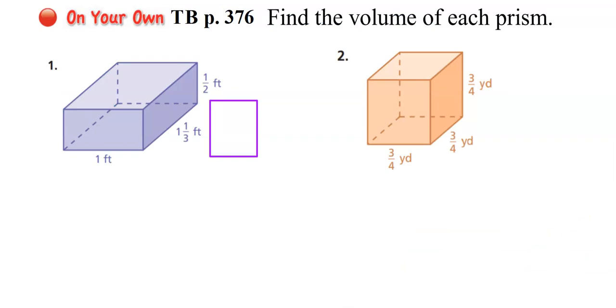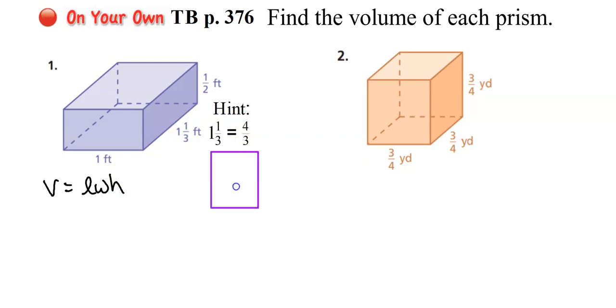Okay, so now here's an OYO, right? I'm going to ask you to find the volume of each of the prisms. Remember, you're just using the formula volume equals length times width times height. Now you might want to take this 1 1/3, and my hint is that 1 1/3 is the same as 4/3, because remember, when you're multiplying fractions, you can't multiply with a mixed number. You want to use an improper fraction.